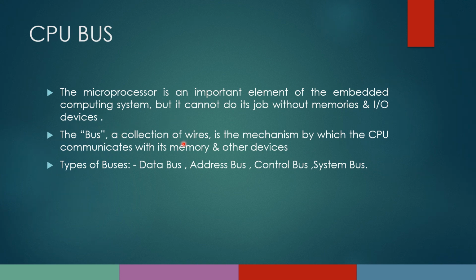So a bus is a collection of wires. It is an important hardware component. It is a mechanism by which the CPU communicates with its memory and other devices. And there can be different types of buses like the data bus, address bus, control bus and system bus.